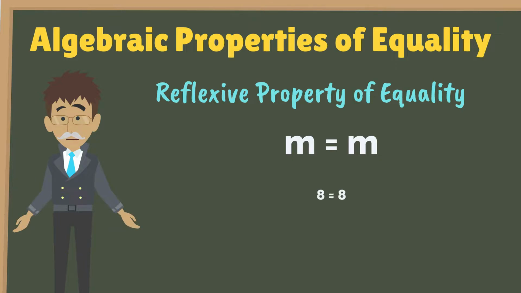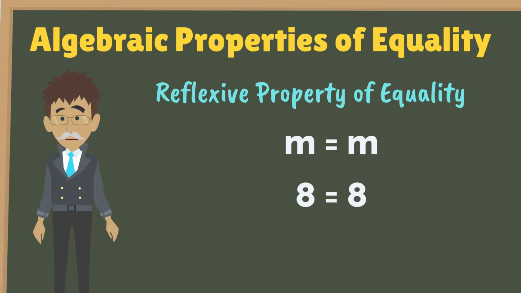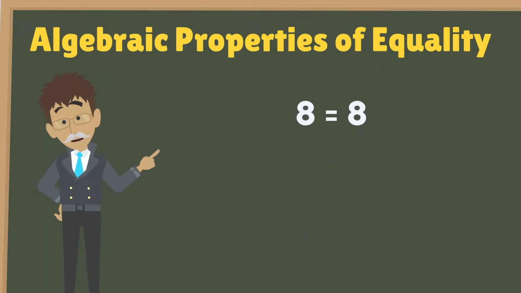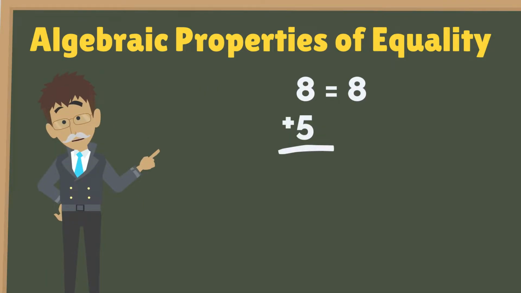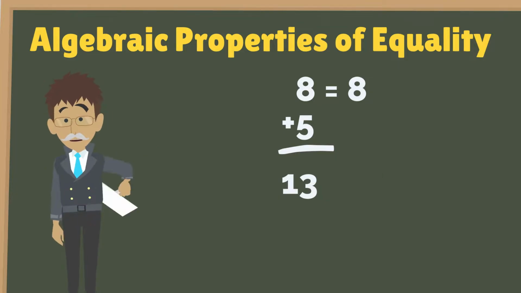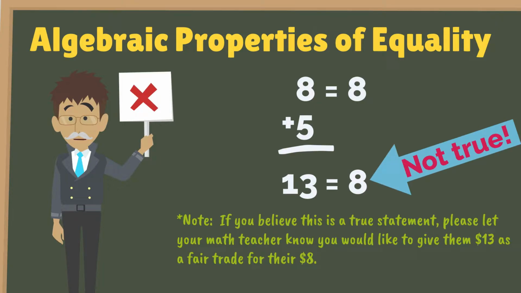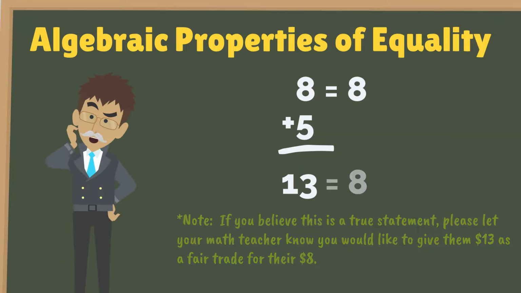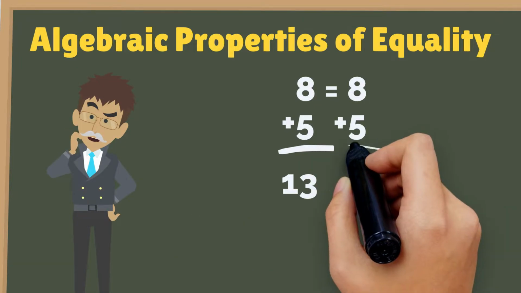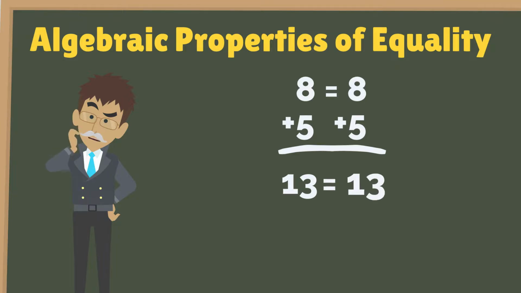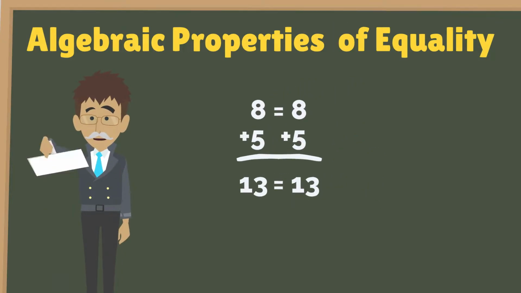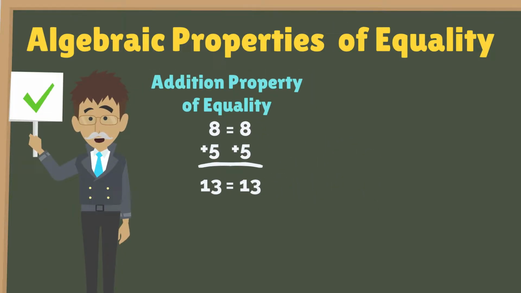The statement 8 equals 8 is an example of this. I think everyone agrees that this statement is true. 8 is the same as 8. If I add 5 to the left side of the equation, we get 13. If I leave the equation alone, you can see that the statement is no longer true because 13 is not the same as 8. But if the exact same thing is done to both sides of the equation, both sides are still equal, and the equation is still balanced. This process works for all four mathematical operations.